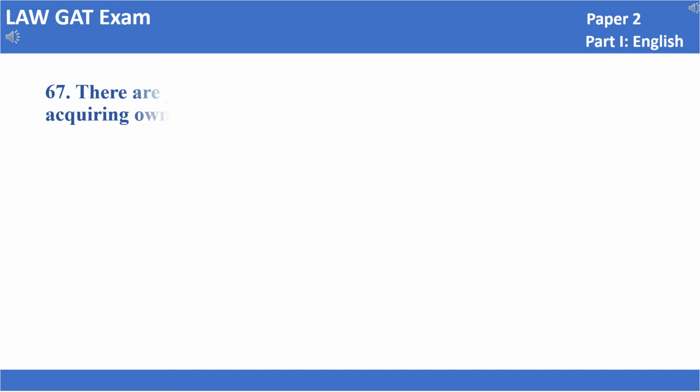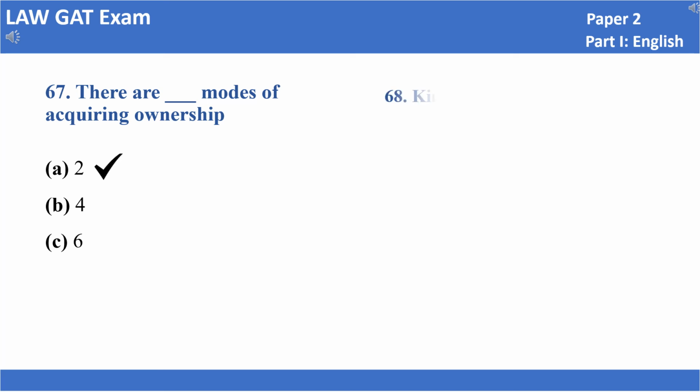There are blank modes of acquiring ownership. Is it option A, 2, option B, 4, or is it option C, 6? The correct answer is option A, 2. Kinds of punishment are option A, 4, option B, 6, option C, 8. The correct answer is option B, 6.